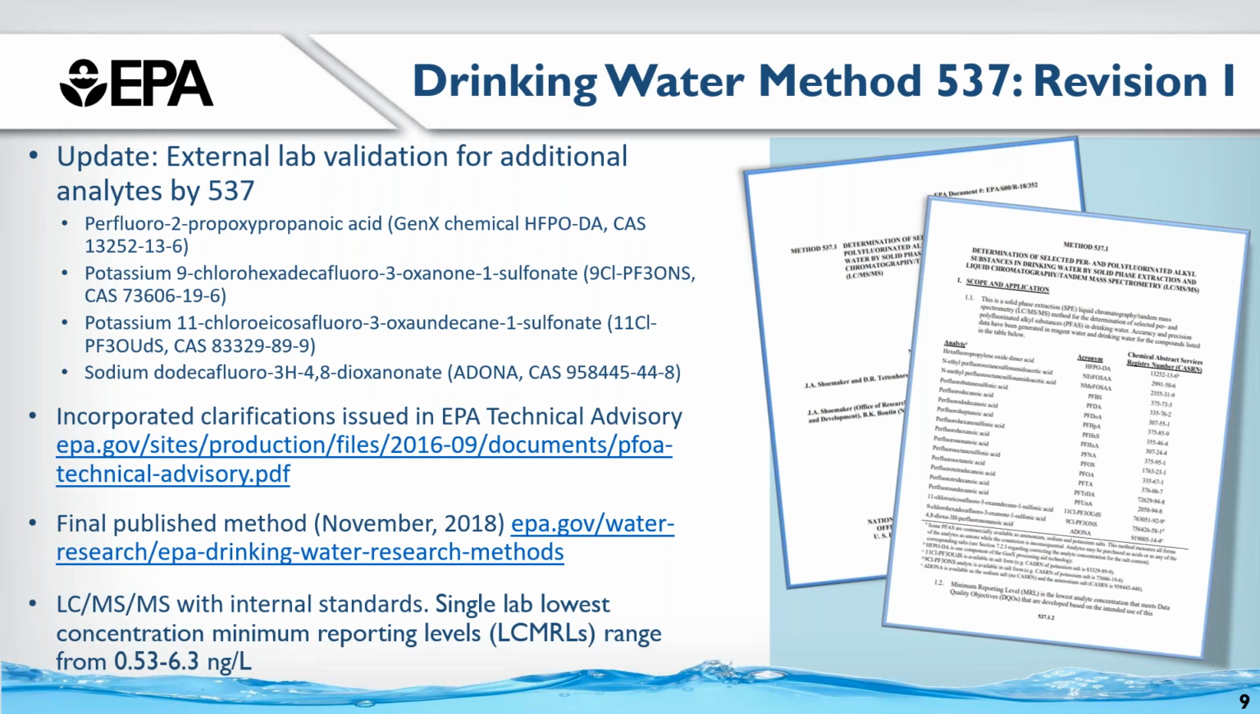But that revision also incorporated some clarifications that were issued in an EPA technical advisory in between the original 537 and the revision. The final published method of the revision was in November 2018, and I believe there's been a second revision that really covered some editorial issues and things like that since then. But this method really gets down to sub-single nanogram per liter ranges for many of the compounds, and the lowest concentration minimum reporting levels are there at the bottom of this slide.